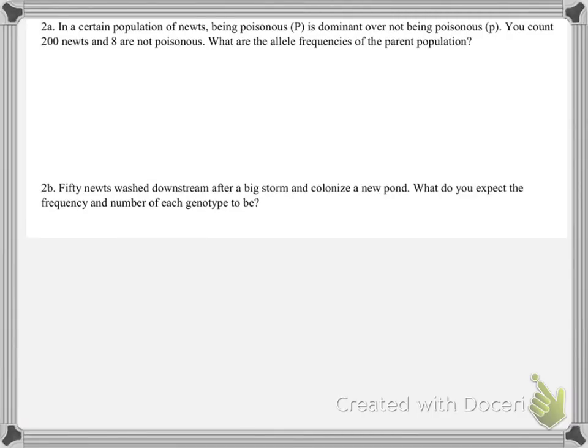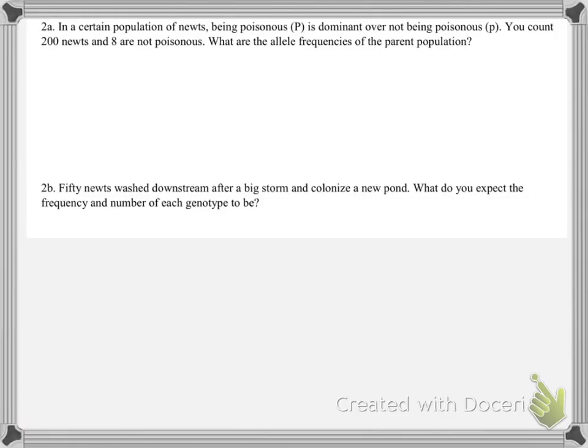All right. If you switch over to question 2, we're going to take a look at some newts. So there's a C question here that'll be on the next slide. So let's figure out this part first. A certain population of newts has poisonous, which is dominant, over non-poisonous, which is recessive. You count 200 newts and 8 are non-poisonous. What are the allele frequencies of the parent population?